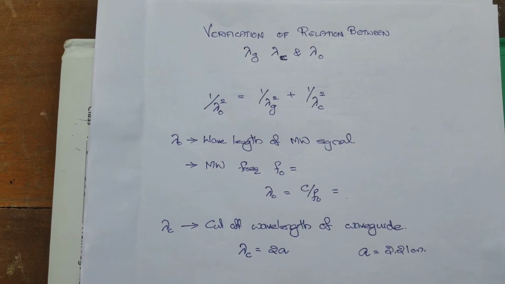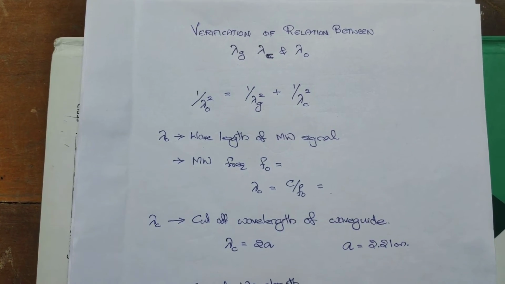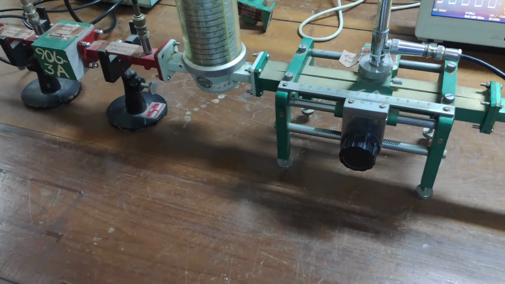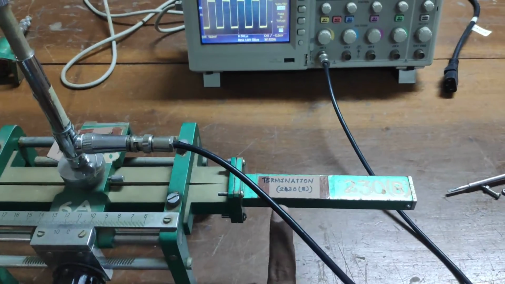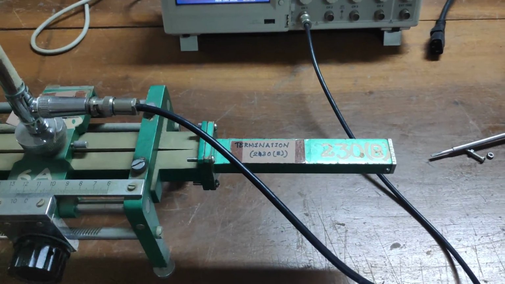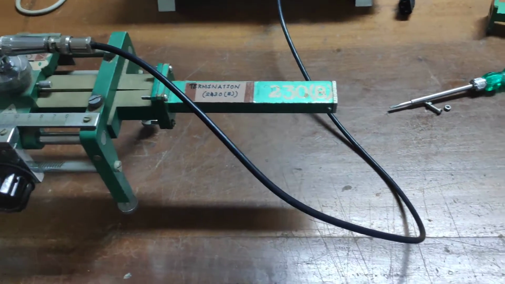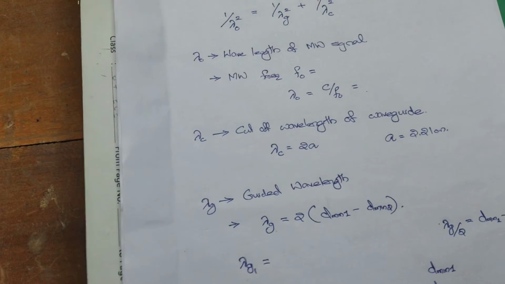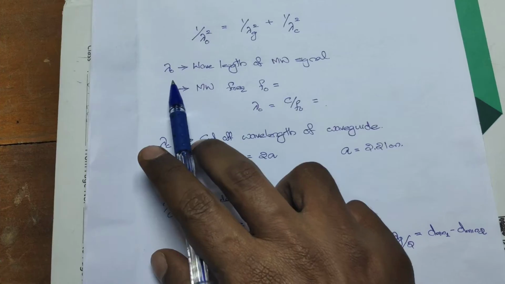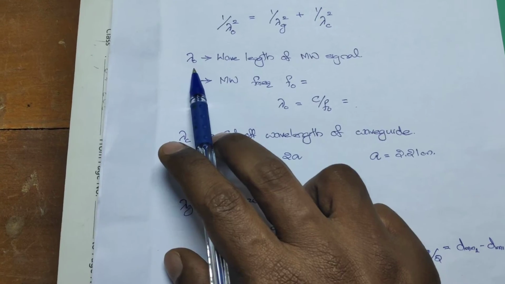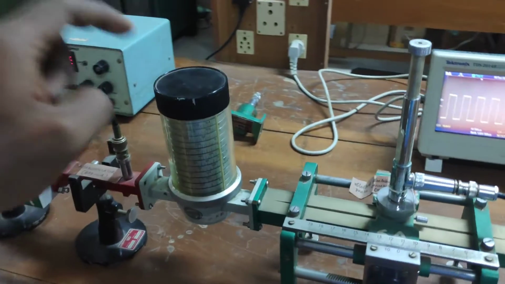verification of the relation between lambda g, lambda c and lambda 0. For that also we are using the same setup and same equipment. Here also we are using this termination to evaluate the relationship between lambda 0, lambda g and lambda c. So in this case, first we need to find lambda 0. Lambda 0 means the wavelength of the actual microwave signal. That we saw that we can find it using this frequency tuner.